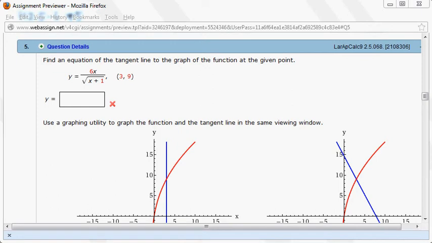Okay, let's look at homework 2.5, 2.6, problem number 5. We want to find an equation of the tangent line to the graph of this function at (3, 9). So let's do that.